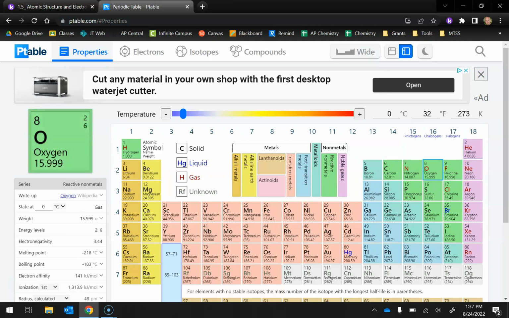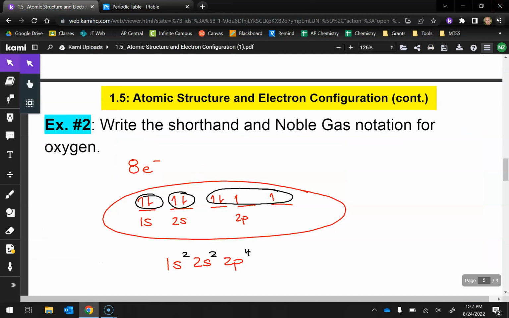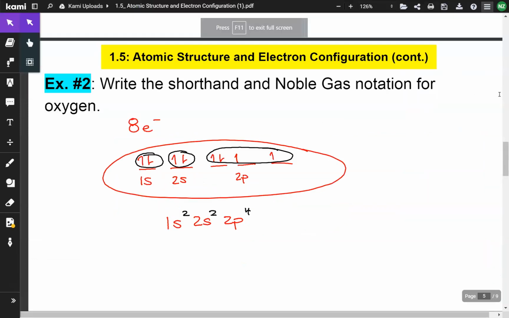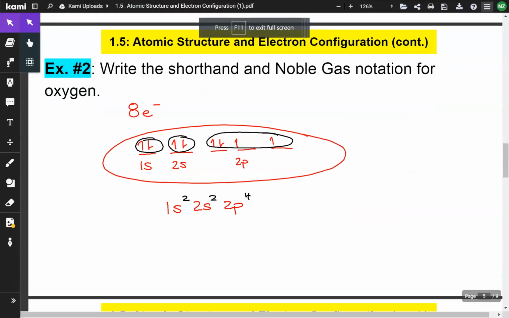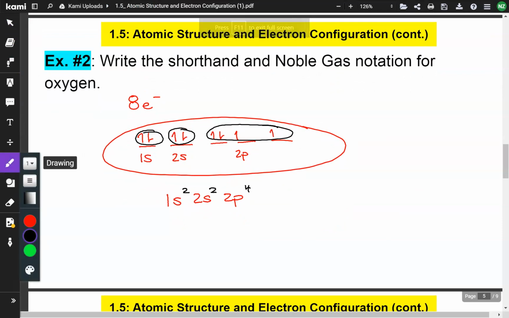So let's count backwards. So 7, not a noble gas. 6, not a noble gas. 5, not a noble gas. 4, not a noble gas. 3, not a noble gas. Now we go all the way back to the other side of the periodic table. 2 is a noble gas. Okay, so helium is a noble gas. So I start with that noble gas, helium. So I'm going to put that in brackets.